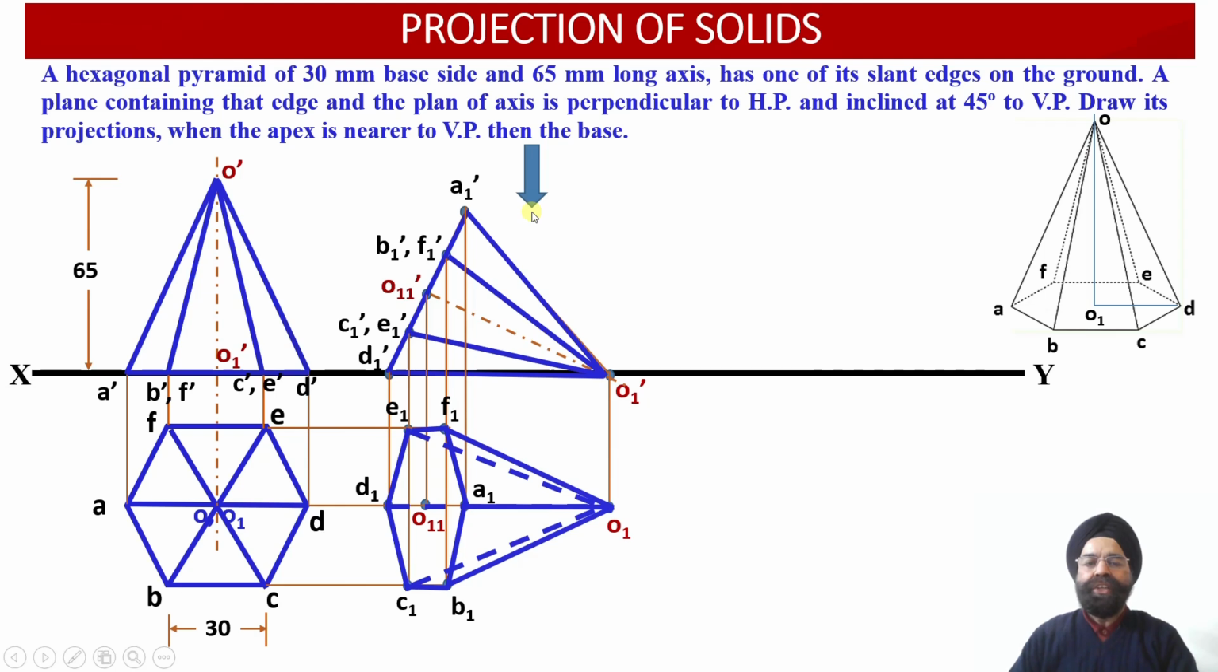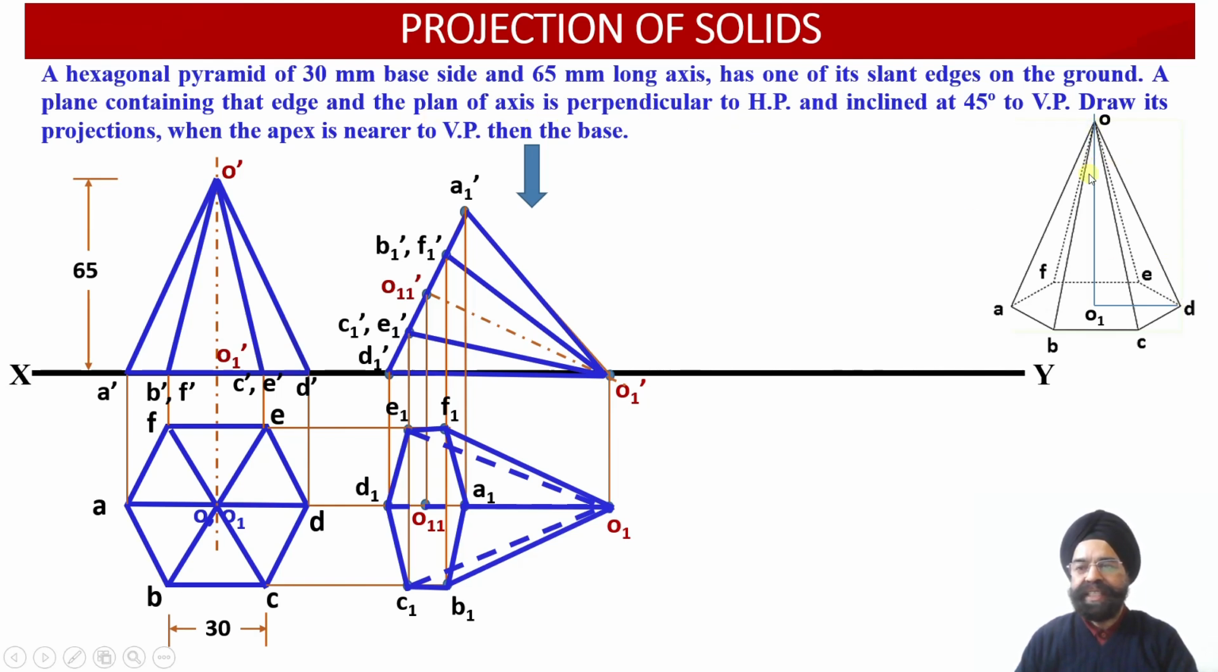So this way we have been able to obtain the front view projections as well as the top view projections of the inclined hexagonal pyramid when the pyramid is resting on one of its slant edges on the ground. Now we have been provided with the situation that the plane containing the edge O'D', which is resting on the ground, and the plan of the axis.